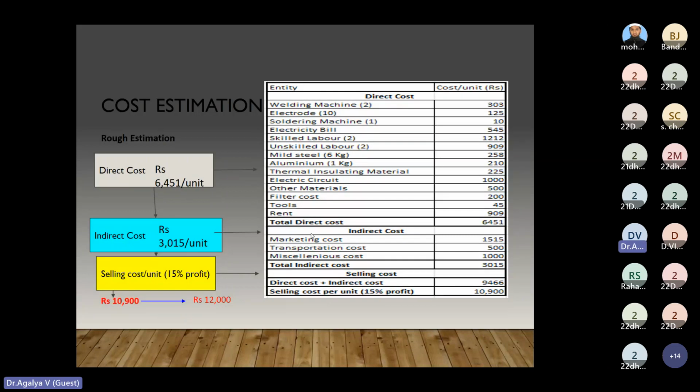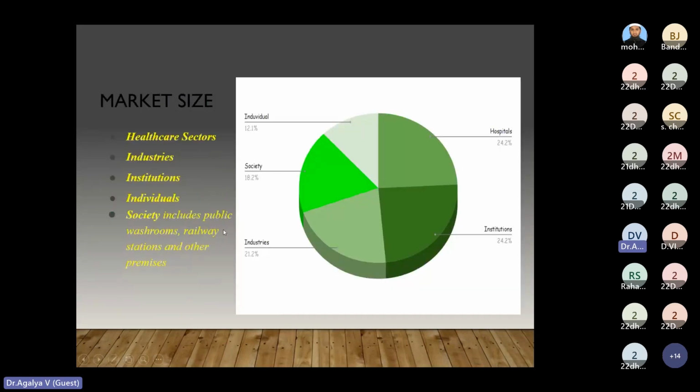So this is the cost estimation, and my market is healthcare sectors, industries, institutions, and even individuals also. They want to maintain hygiene in their areas. In all the educational institutions, schools, hospitals and industries, there is 33 percent women, across age groups. So we are providing such support to industries also. So this is the example.